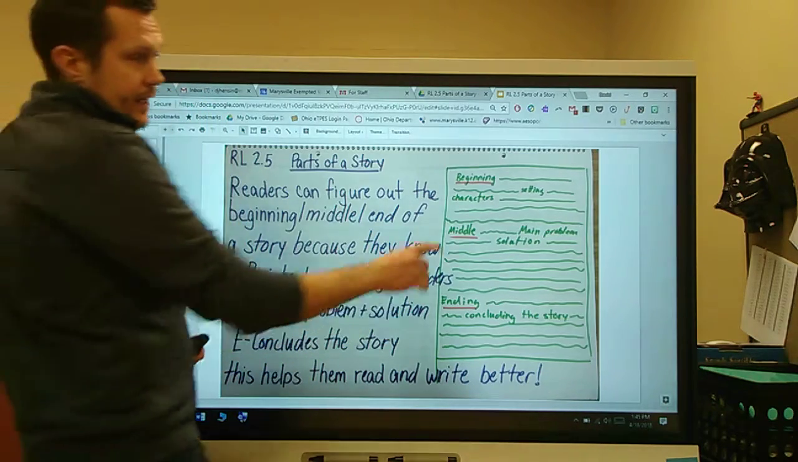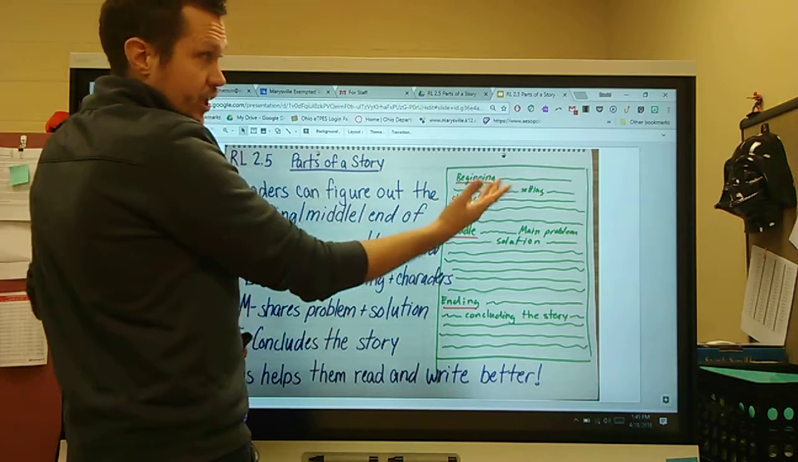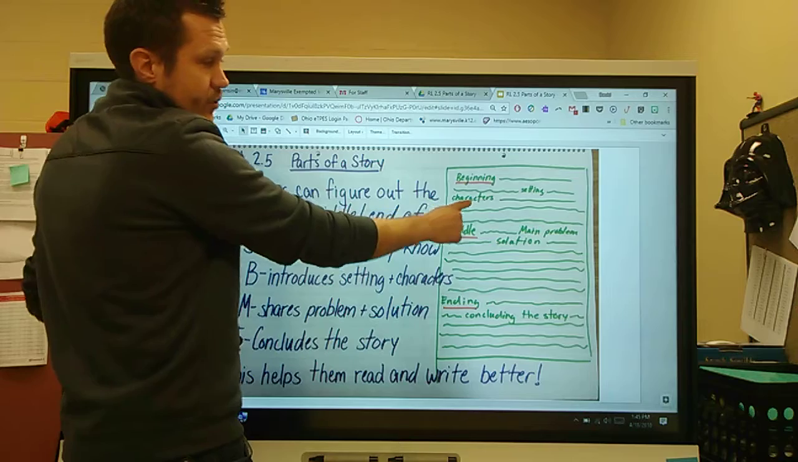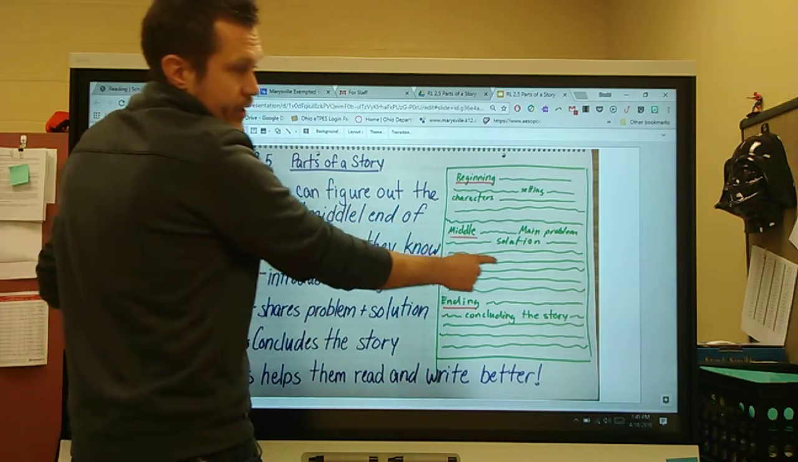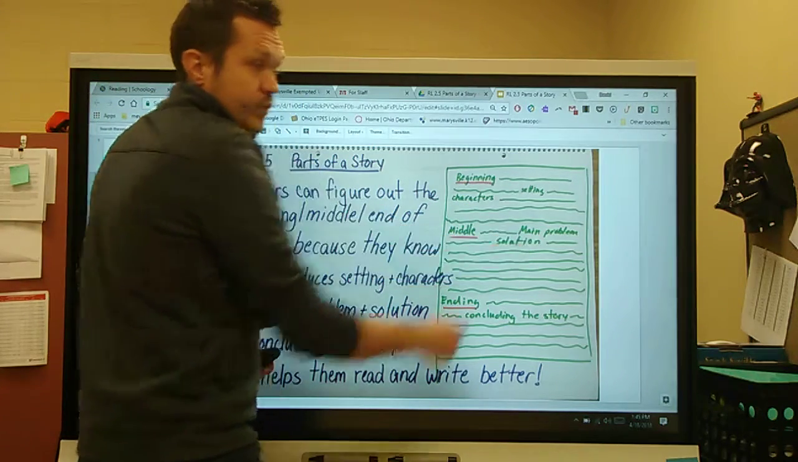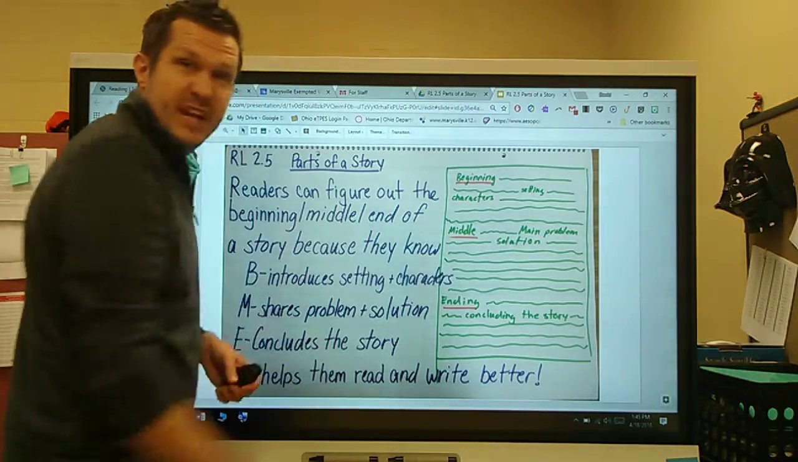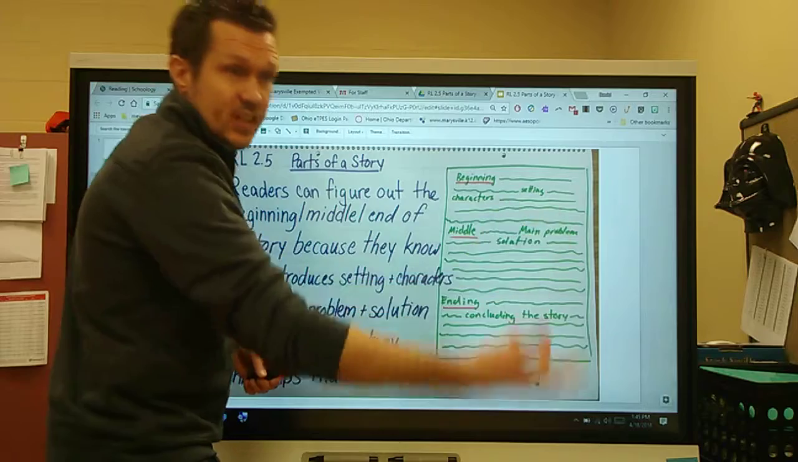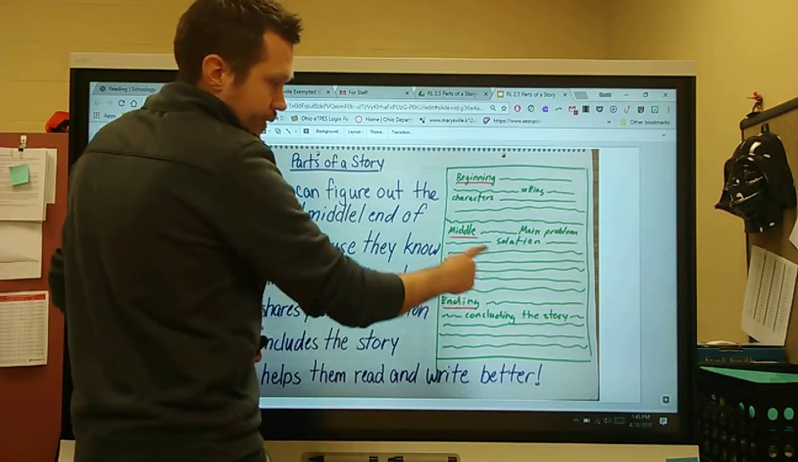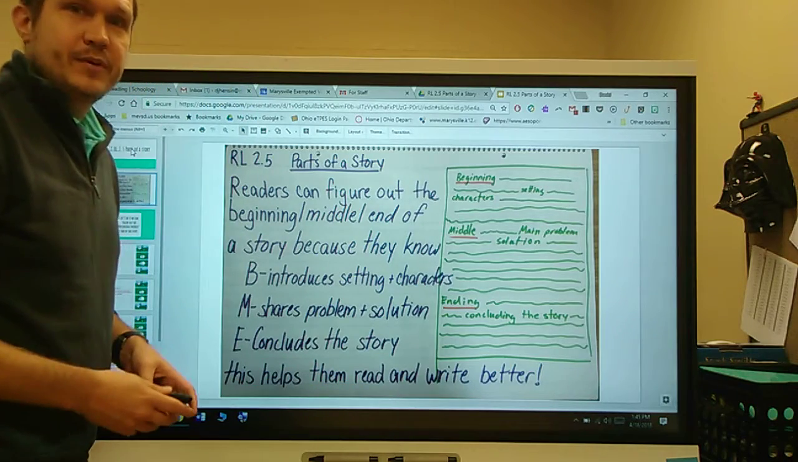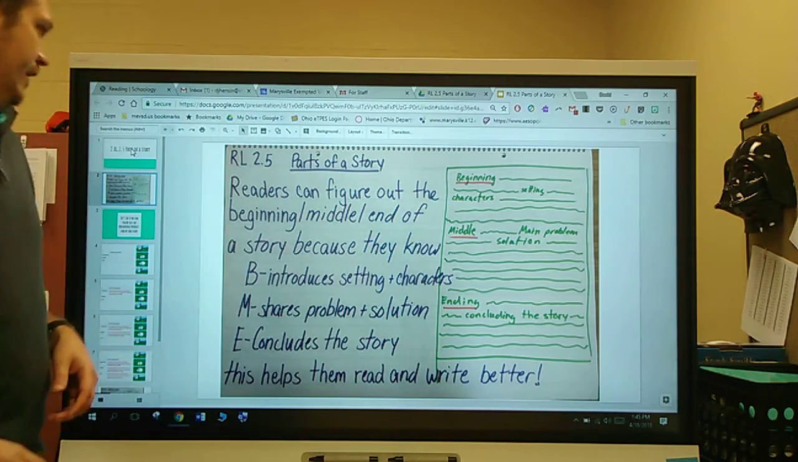So usually the beginning of the story is near the beginning. When you start reading, that's where you're going to find out about the setting of the story and the characters in the story. In the middle of the story, you're going to hear the main problem. What's the main thing the character has to battle or come up against? And then you're going to hear that main solution. How does the problem get solved? How does the story get better? And then the ending, that's where they're going to be concluding. They're going to be wrapping the story up. All right? So let's take a look at this.